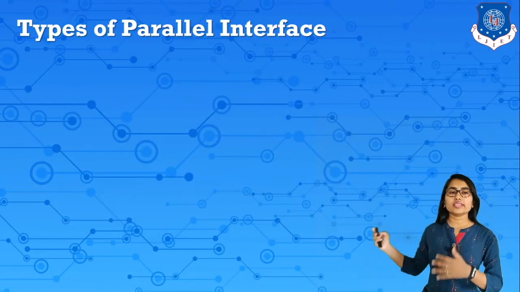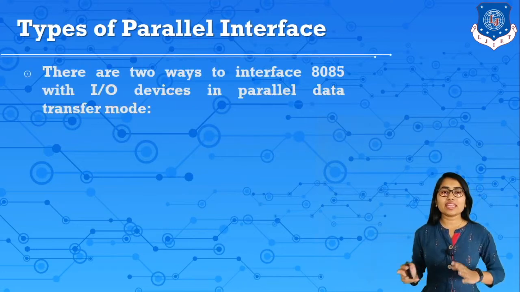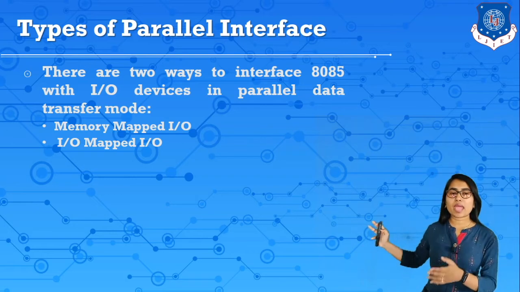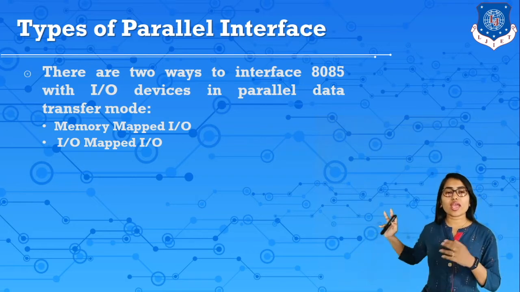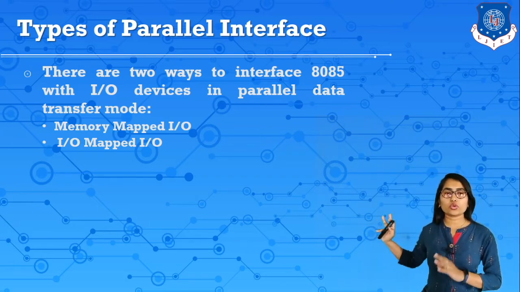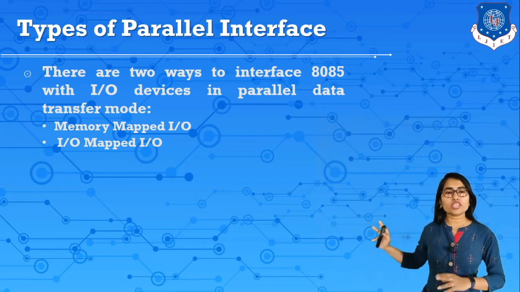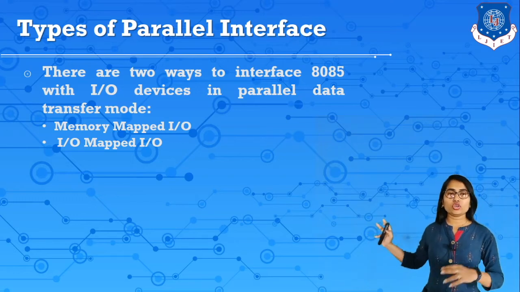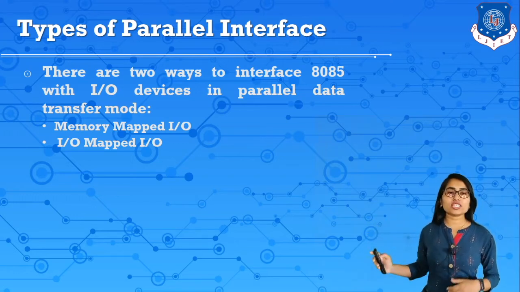In parallel interfacing, there are 2 types: memory mapped input output and IO mapped input output. So there are 2 ways to interface the 8085 with an input output device in parallel data transfer mode, that is memory mapped IO or IO mapped IO. So what are memory mapped IO and IO mapped IO?